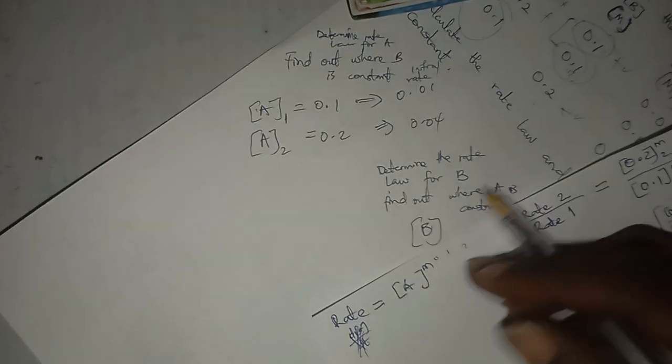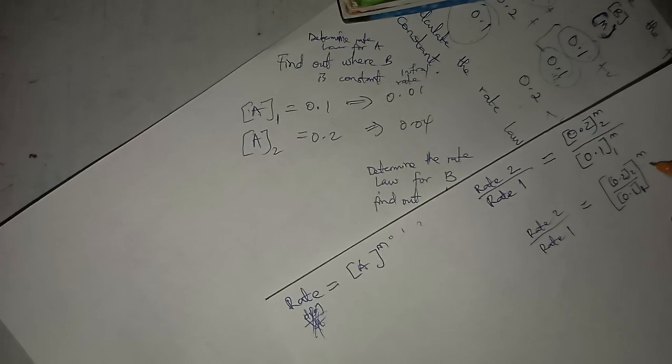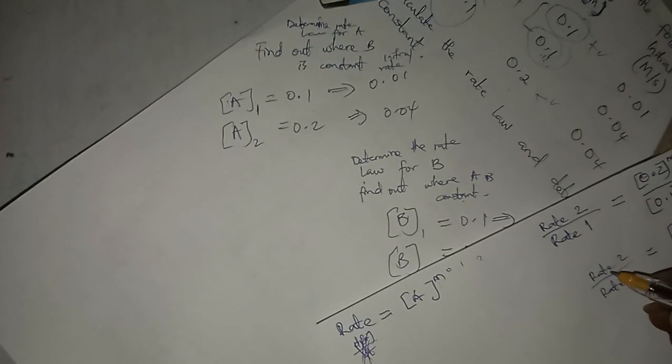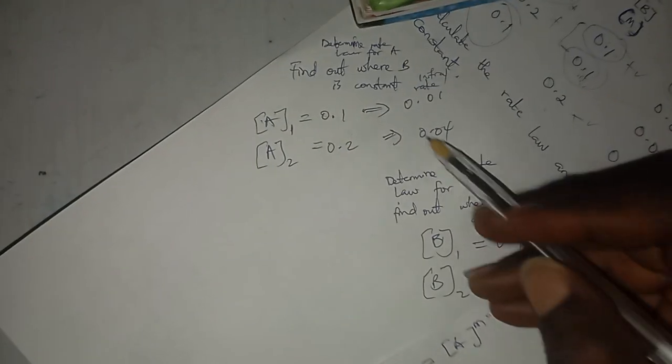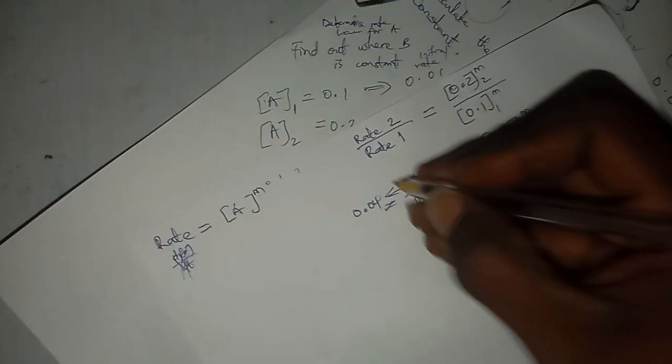It can only be in any of the order. This power means order, so we are putting it in a particular order. Every concentration must have a particular order, and that order we don't know; that's what we want to find. Now the rate at concentration 2 is 0.04. So this is supposed to be equal to 0.04. This rate 2 is 0.04.